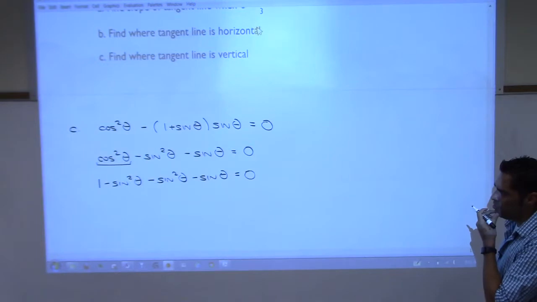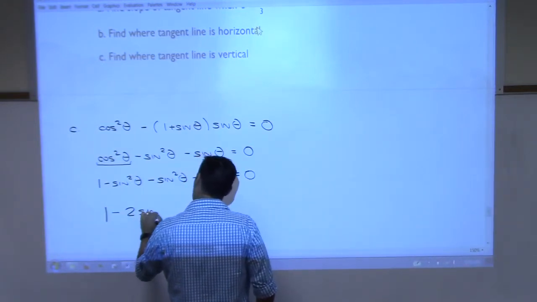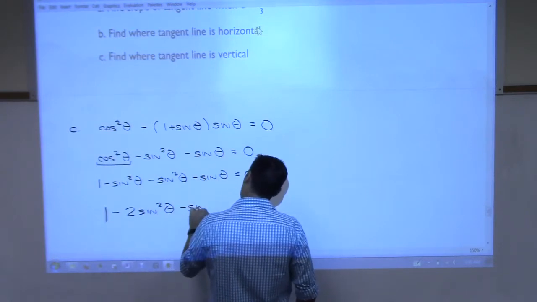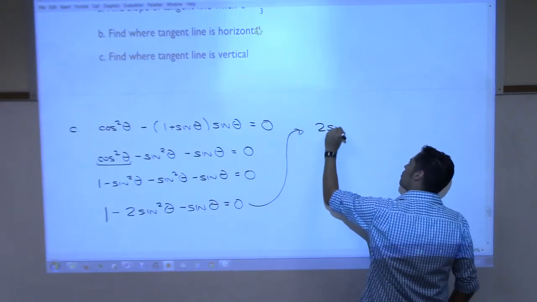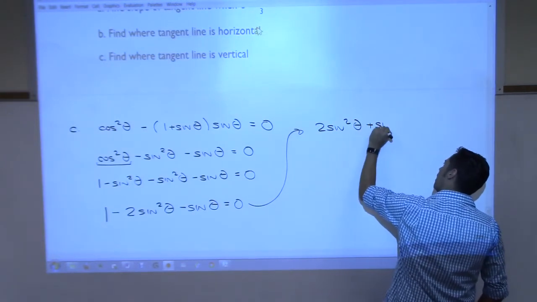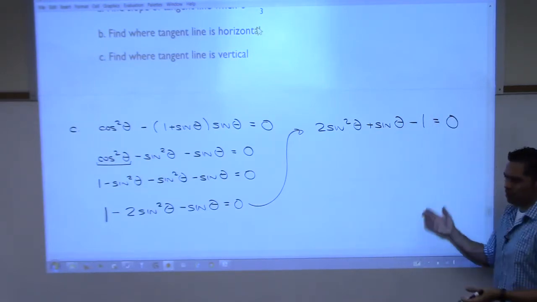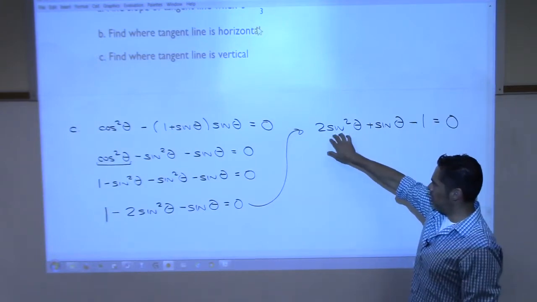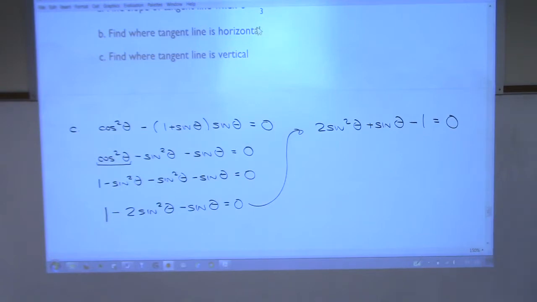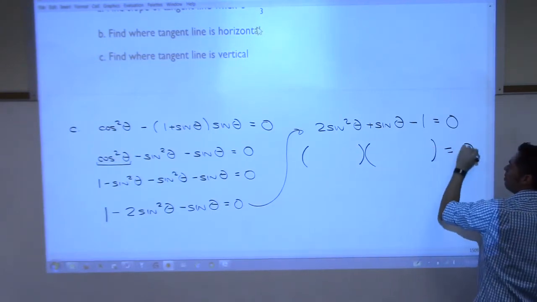I have 1 minus 2 sine squared theta minus sine theta equals 0. I'm going to convert that into 2 sine squared theta plus sine theta minus 1 equals 0. What I've done there is just multiply both sides by -1 so I could get a positive leading coefficient. And that is a quadratic type, isn't it? It looks quadratic. Yeah, substitution. I can do a sub, or I can just go right to it.